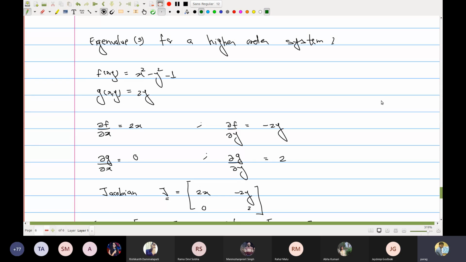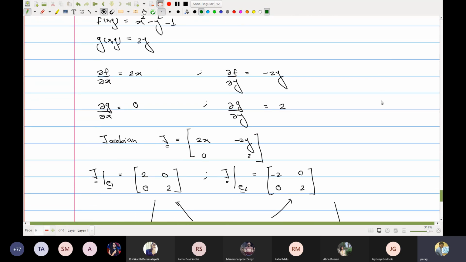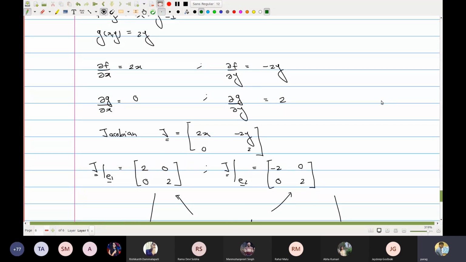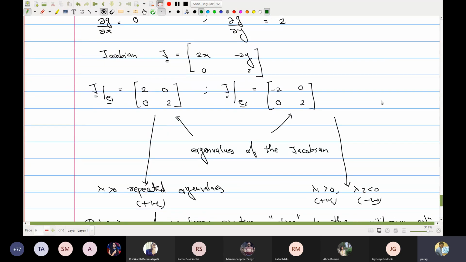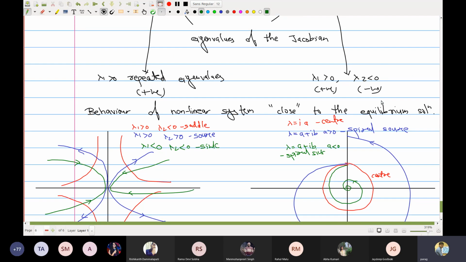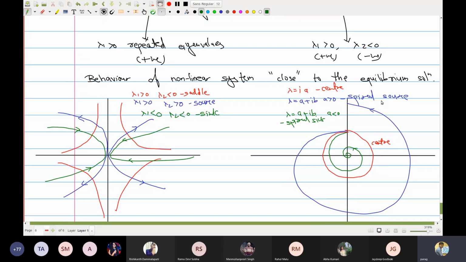Here, since you have 2 dimensions, you will determine the Jacobian. For n dimensions, it will be an n by n Jacobian matrix. You determine the eigenvalues at the equilibrium vectors. Then you determine whether the eigenvalues are all positive, all negative, positive and negative, complex or real.